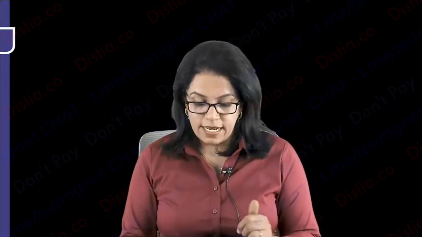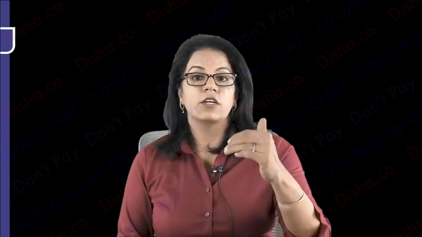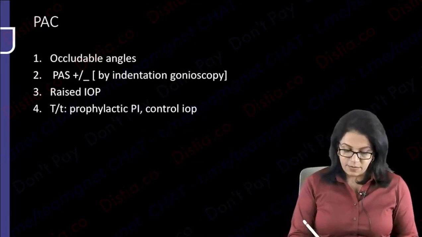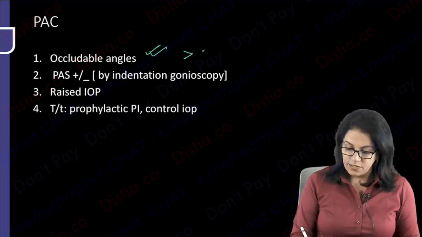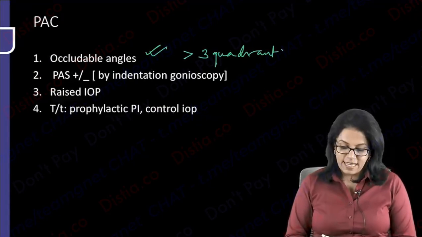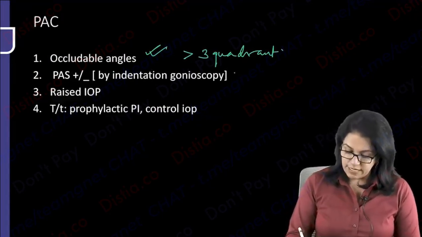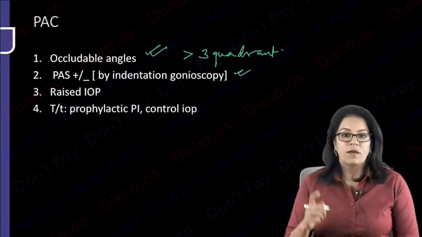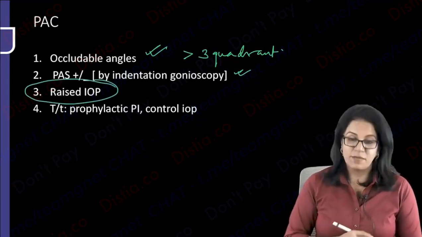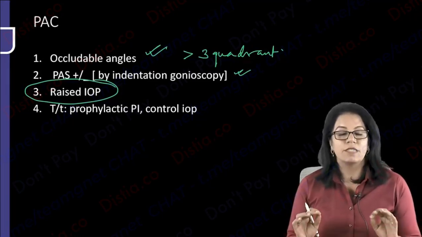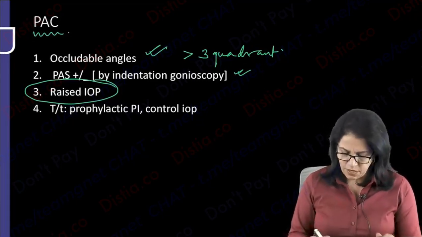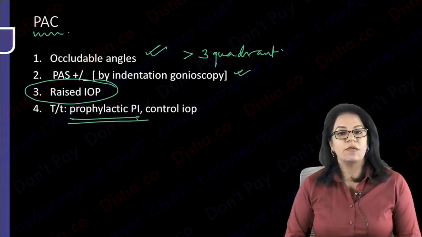Then what would be the next stage? The patient was a suspect. Now he is going to be primary angle closure. There is definitely a closure. Again I am seeing occludable angles, ITC in more than 3 quadrants. Note down please. Of course, this time peripheral anterior synechiae may or may not be present, which I can confirm by indentation gonioscopy. But the intraocular pressures I am getting are high. Because the intraocular pressures are high, I am keeping it as primary angle closure. Management is the same. Go for prophylactic peripheral iridotomy.